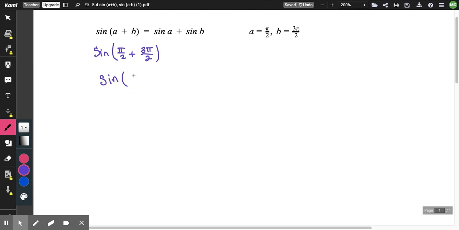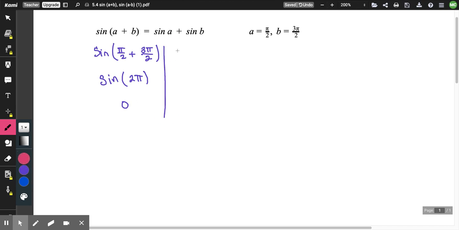So pi over 2 plus 3 pi over 2 is 4 pi over 2, which is the same as 2 pi. And 2 pi is really the same as 0 also on the unit circle. They're coterminal angles. So sine of 2 pi and sine of 0 would be the same. Sine of 0 is just 0. So the left side of this equation is 0.